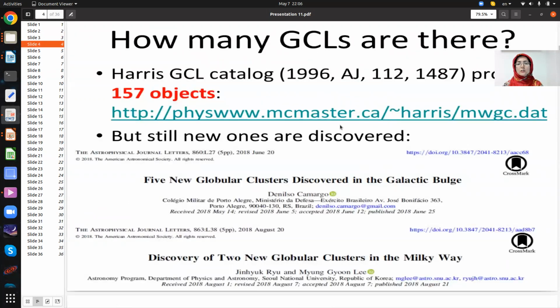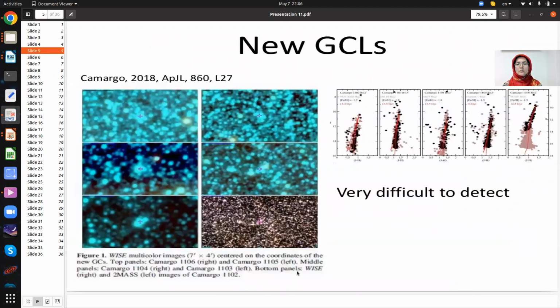How many globular clusters are discovered? You see, the discovery of them is continued, and still new ones are discovered. As you see, the time is 2018, and 157 objects are discovered. Here it is a globular cluster, and you see it is very difficult to detect. At first maybe you see binary stars, but after a while and analysis, you see that no, they are globular clusters.